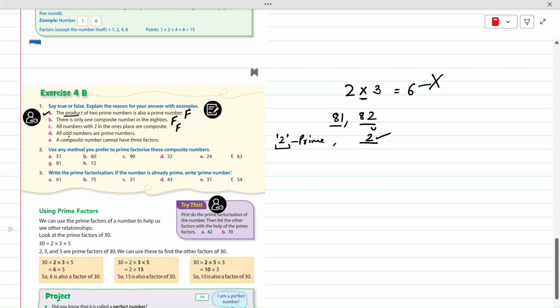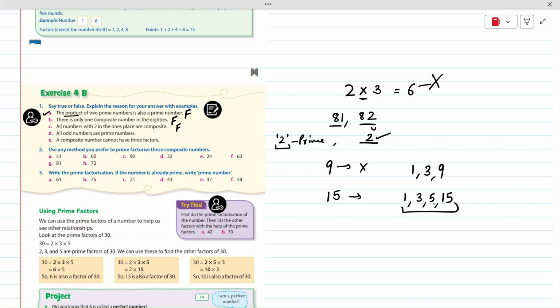In part D we have all odd numbers are prime numbers. So I am taking one odd number, 9. It is not prime. It has factors 1, 3 and the number itself, more than 2 factors. Similarly, if I take 15, it has 1, 3, 5 and 15.